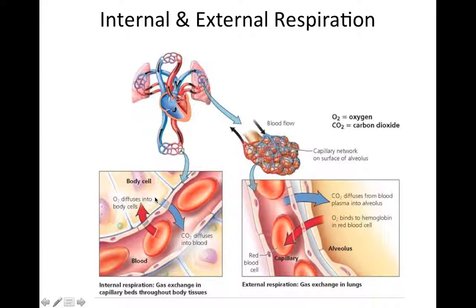Internal respiration, we're looking at oxygen being released from red blood cells into our body cells to be used, carbon dioxide coming out of our body cells into our blood vessels, which would then make their way back to the heart. And that's what this nifty little picture shows, that we have this transformation happening here at our capillaries, and then in our lungs we have the exact opposite. We're releasing carbon dioxide out of our blood and taking oxygen in. Hopefully this helps, and we'll review more in class.